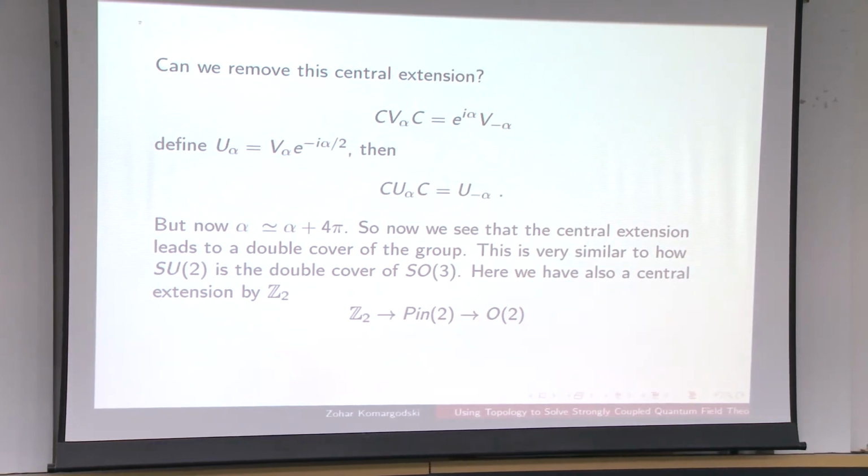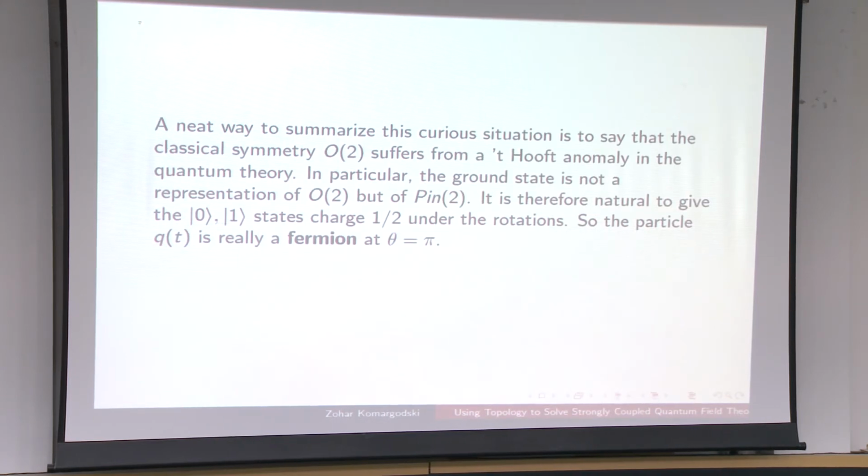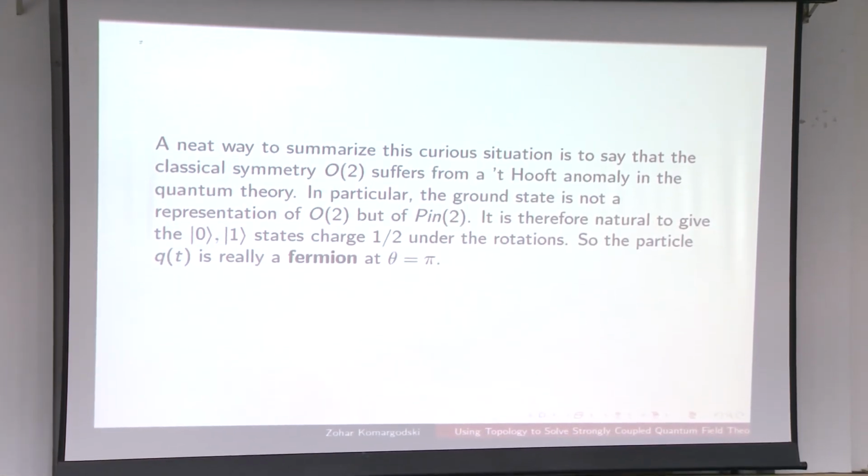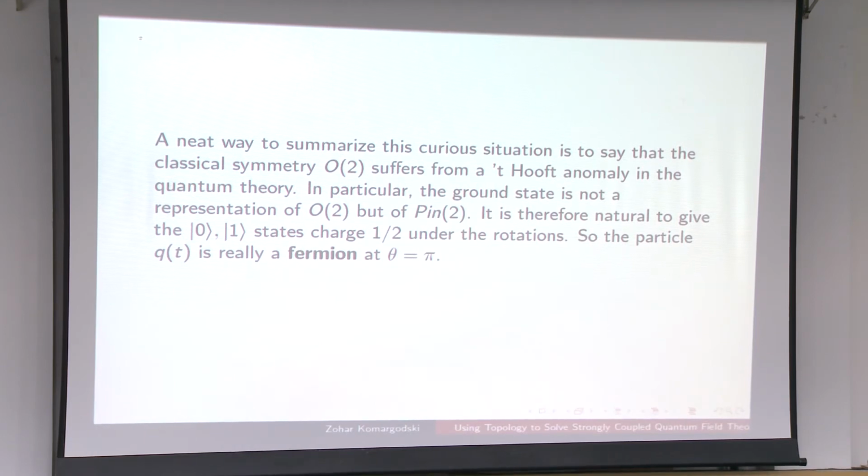Now, when you make this analogy between SO3 and SU2, you think about spin. So you should think about the same here. This extension of O2 to Pin2 has the following physical interpretation: in fact, the particle on a ring, when the flux is exactly a half integer, is not a boson, it's a fermion. So when we take it around the ring, it goes to minus itself. That's how you could interpret this fact that alpha is not 2 pi periodic, but only 4 pi periodic. So you need to go twice around the ring to go back to yourself. So you can think about it as a sort of a fermion. So we can think about the particle Q of t as a fermion.